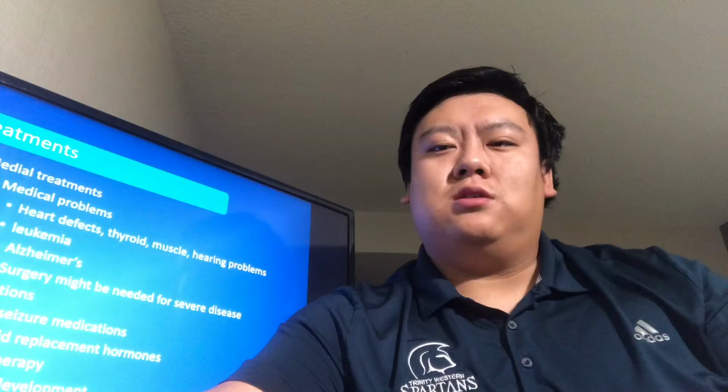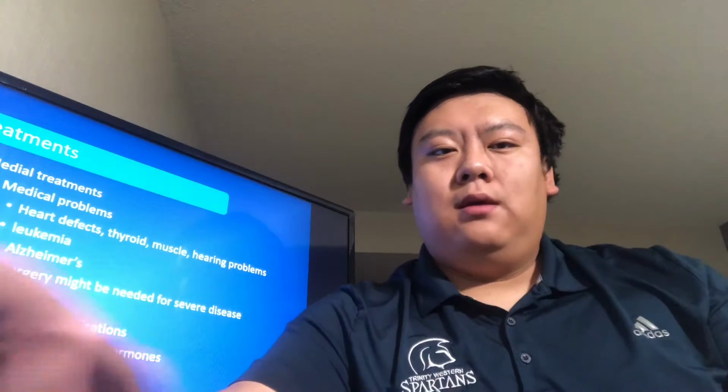However, if those problems become more severe, medical surgery might be required to get them fixed. Medications can be used to treat certain conditions. For example, if a person with Down syndrome has a seizure disorder, they would benefit from taking anti-seizure medications, or people with thyroid problems can take thyroid replacement hormones.